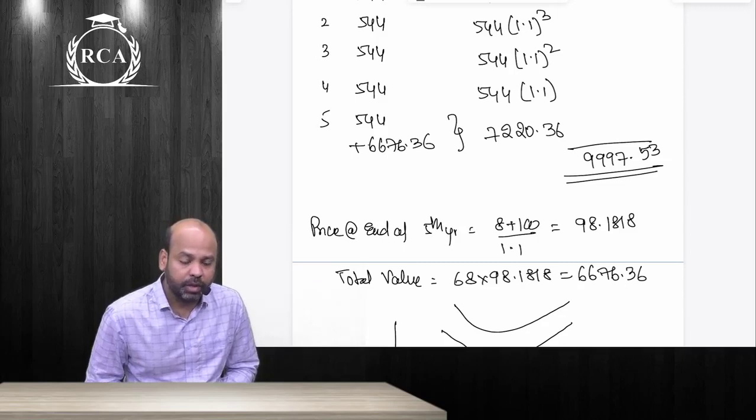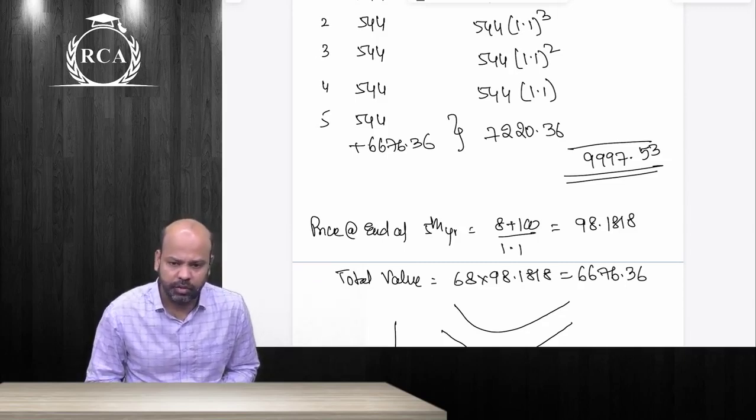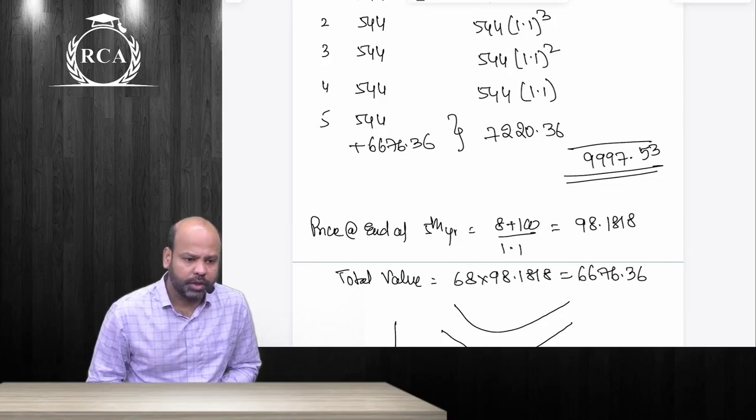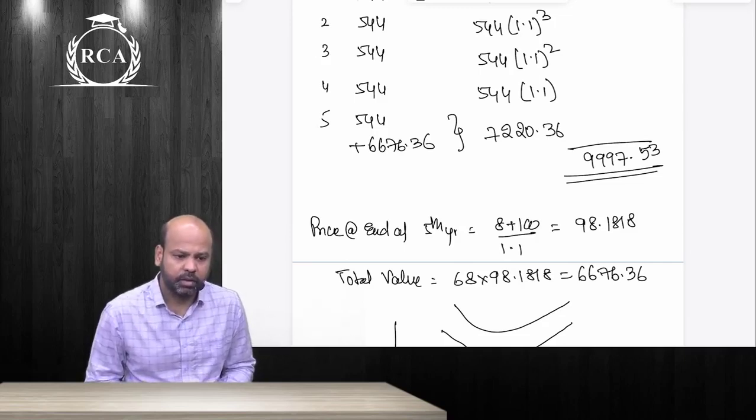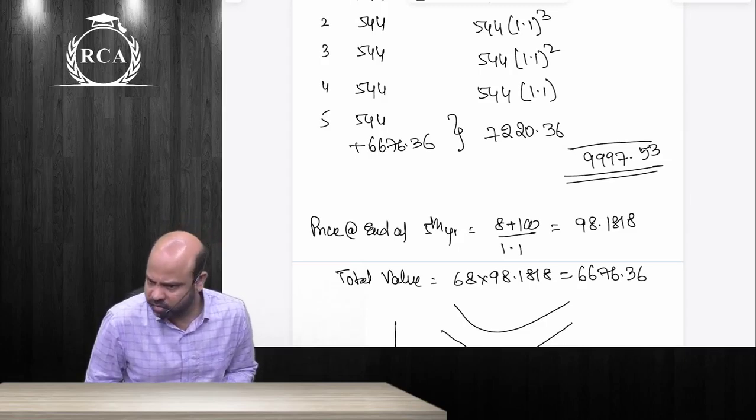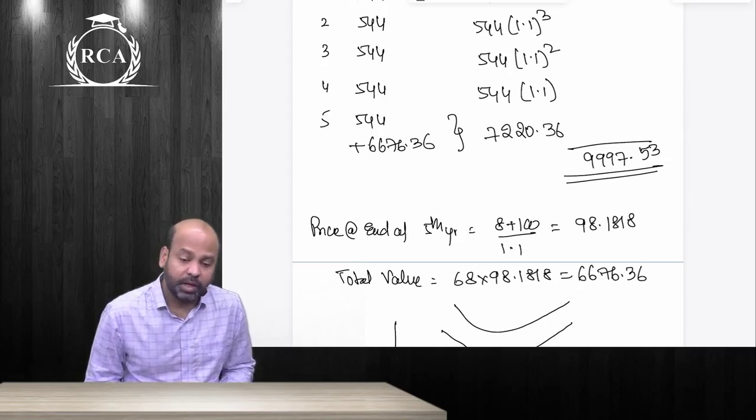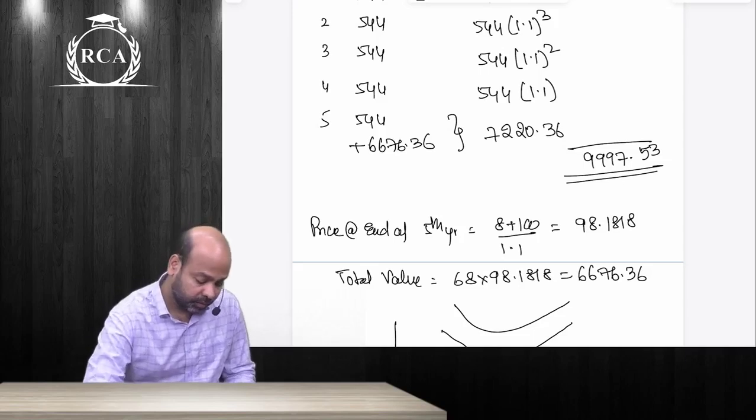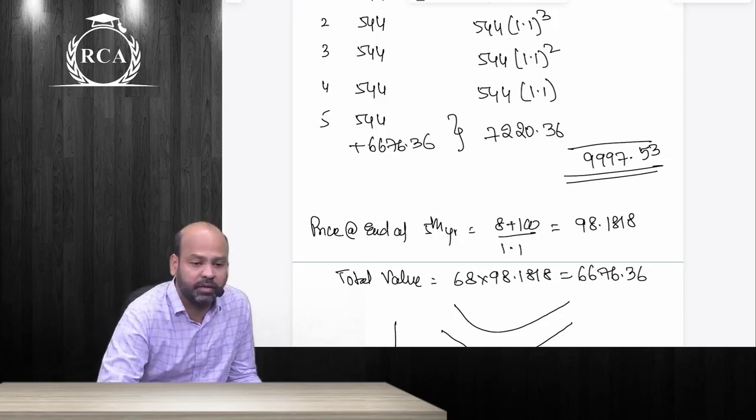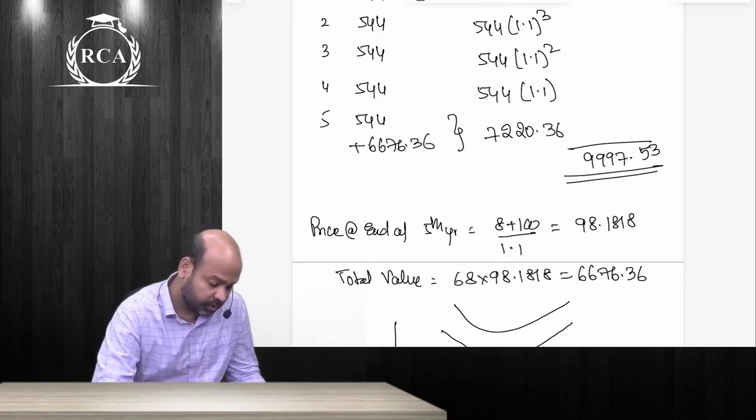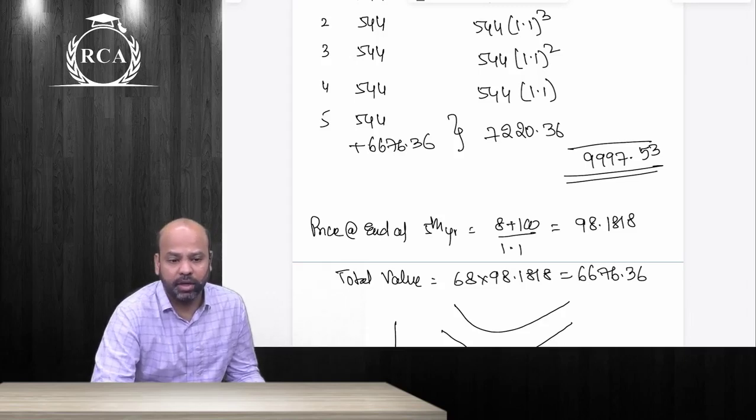The duration of the above bond is 5 years. And hence, we are protected from interest rate changes.